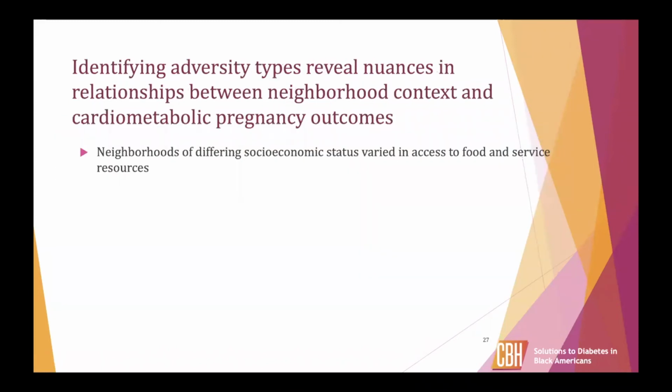And so, taking these findings overall, they did indicate that using a composite neighborhood adversity type measure revealed important nuances in both the relationship between neighborhood contexts and these cardiometabolic pregnancy outcomes, as well as important variations in intervention effectiveness across neighborhood types. The first relevant summary of findings was that neighborhoods of differing socioeconomic status also varied in access to food and service resources.